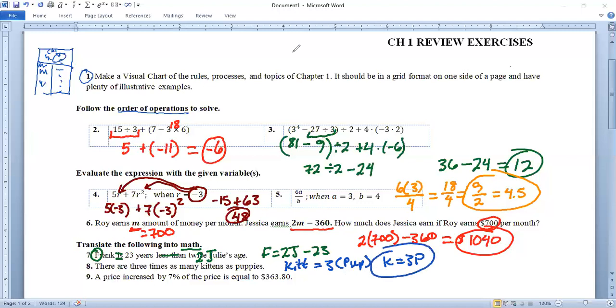All right, and the last one, number 9. We have a price, that'll be P, increased by 7%, that's 0.07 of the price, is equal to 363.80. All right, so that kind of wrote itself. P plus 0.07P equals 363.8. Marvelous.